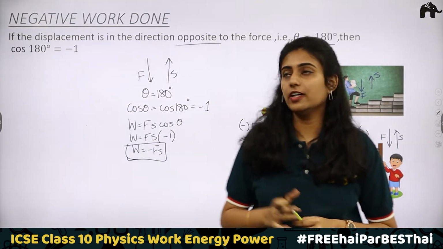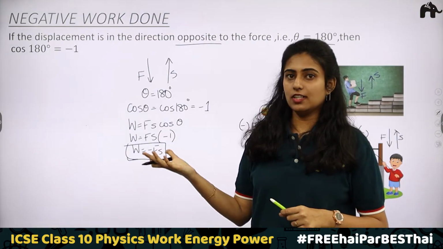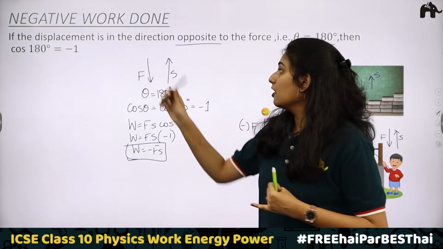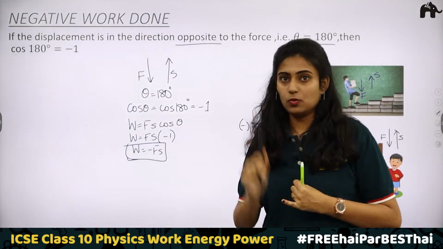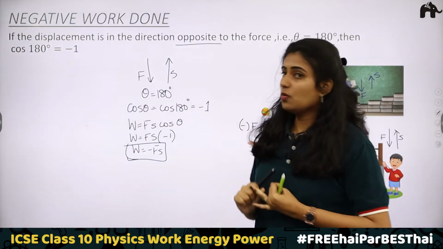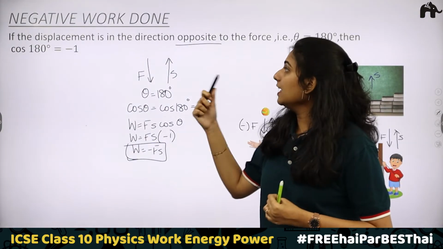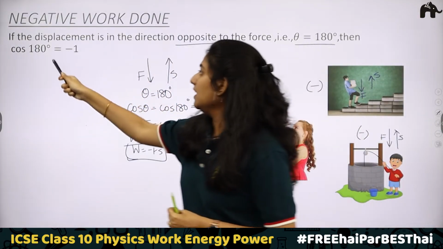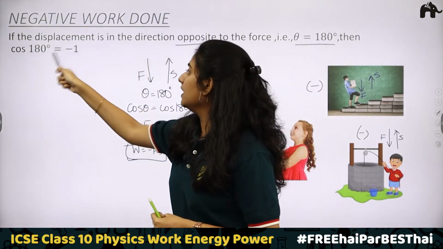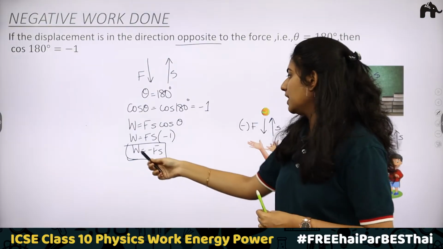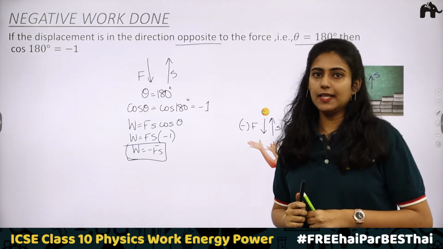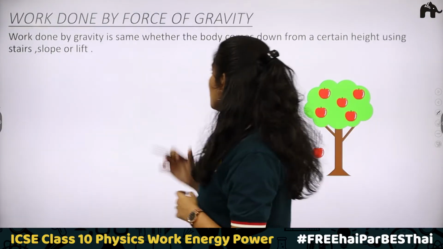Understood what positive work done, zero work done, and negative work done is? In case of positive work done, cos theta, cos 0 will be equal to 1. In case of zero work done, cos 90 degrees is equal to 0. The work done will be 0. In case of negative work done, cos 180 degrees is the angle. Cos 180 degrees is minus 1. Therefore, we will be getting work minus Fs. Clear? Next is work done by force of gravity.